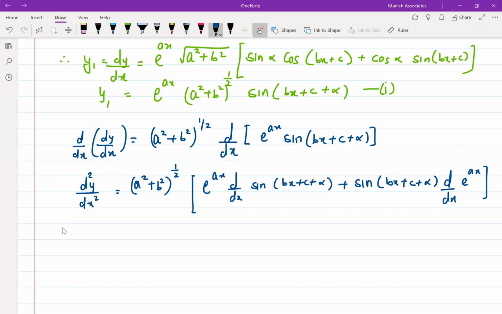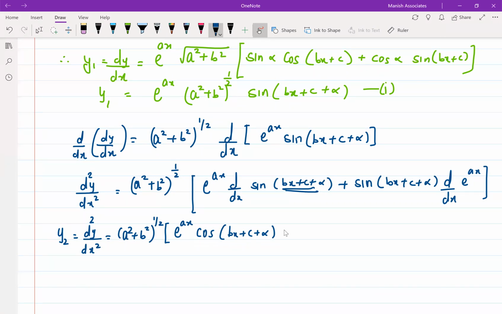So your y2, or you say d2y by dx2, is equal to a square plus b square the whole raised to half, that is root of a square plus b square, times e raised to ax. Now this is sine of u. Derivative of sine u is what? Cos u into d by dx of u. So cos u into d by dx of u, that will be d by dx of bx plus c plus alpha.